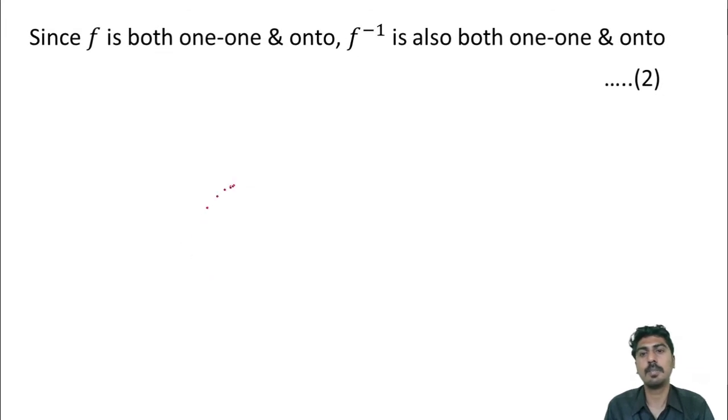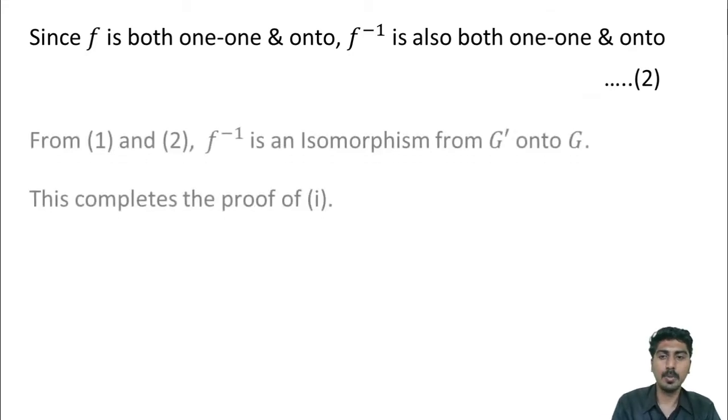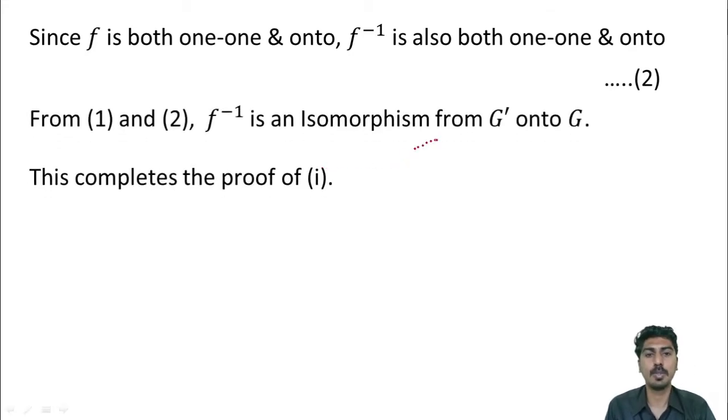Next, since f is both one-one and onto, f inverse is also both one-one and onto. Let us consider this as 2. From 1 and 2, f inverse is an isomorphism from G dash onto G. So this completes the proof of 1.